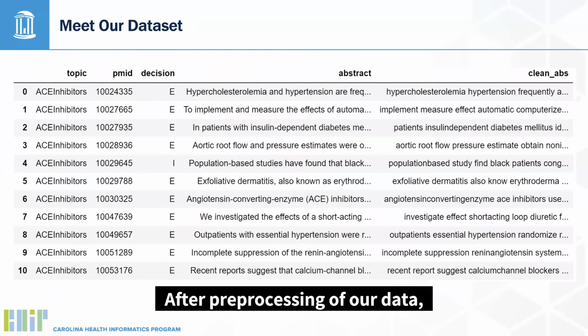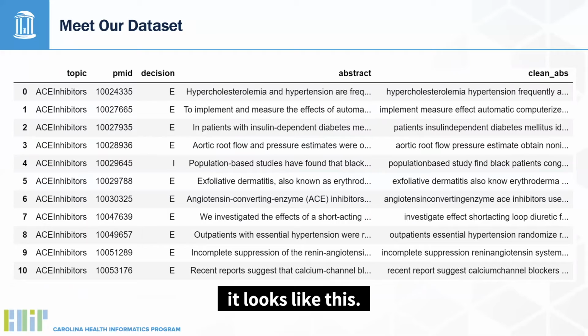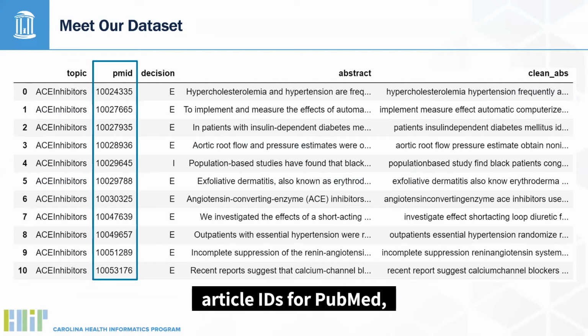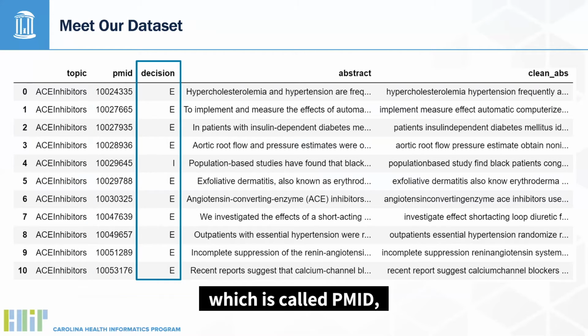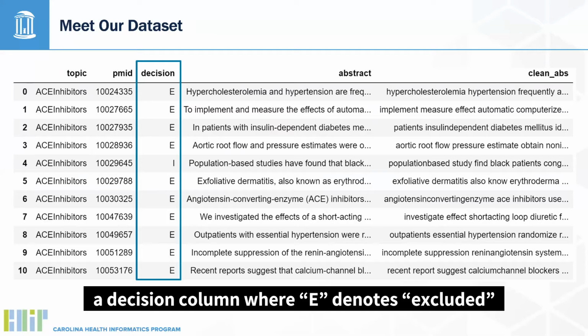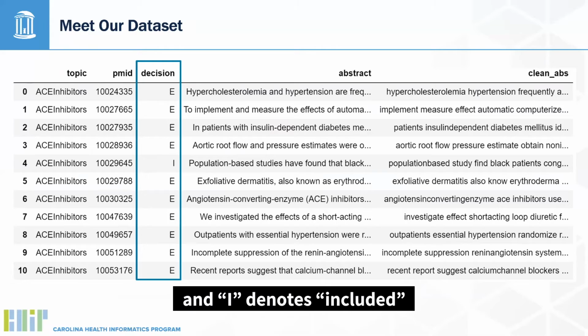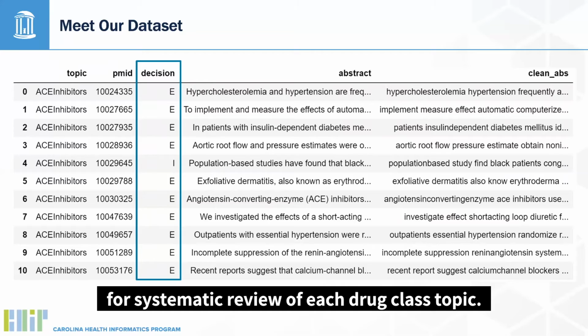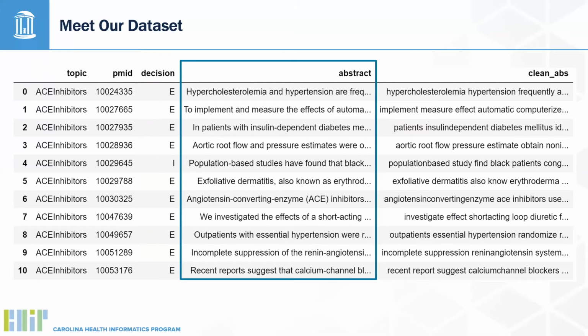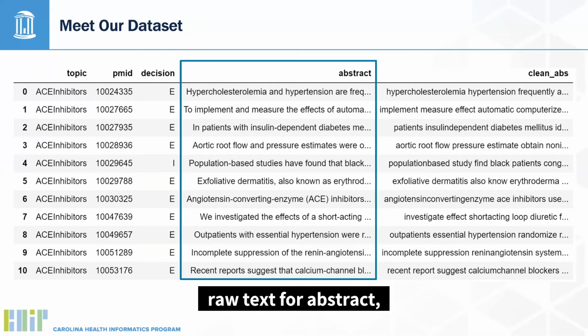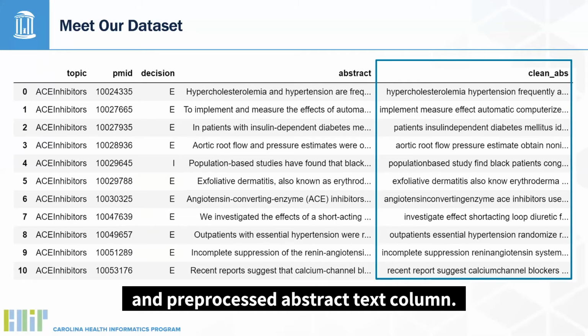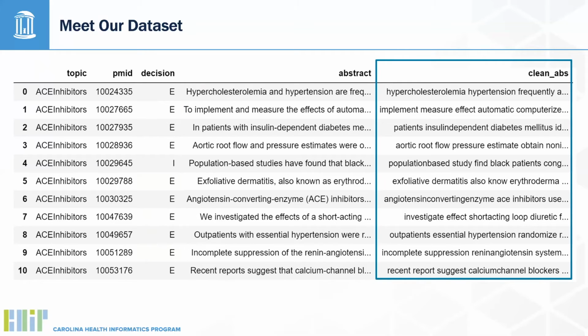After pre-processing of our data, it looks like this. There are topic, article IDs for PubMed, which is called PMID, a decision column where E denotes excluded and I denotes included for systematic review of each drug class topic, raw text for abstract, and pre-processed abstract text column.